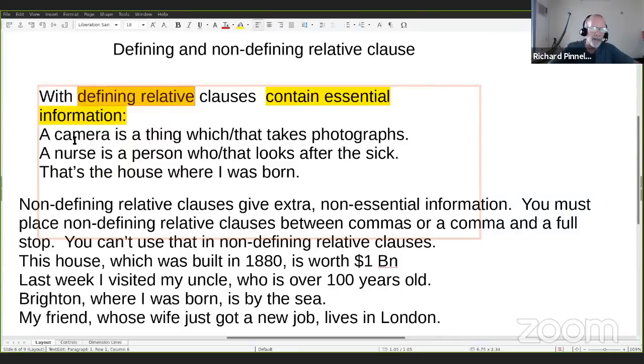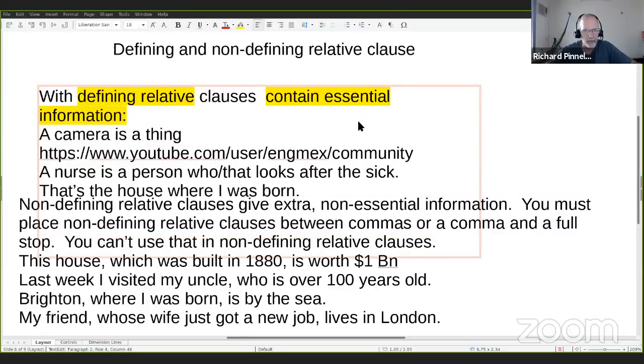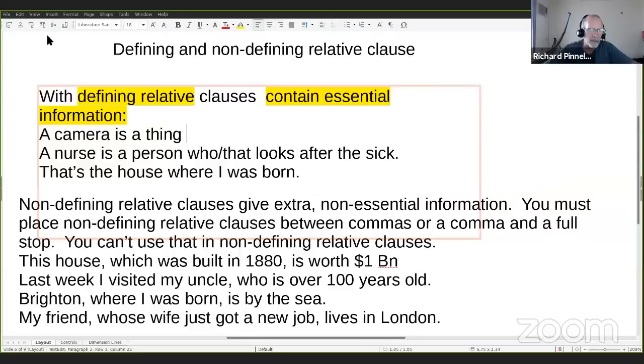So a camera is a thing that takes photographs, or which takes photographs. Let's change this to photos. If I remove that part, the sentence loses its meaning. A camera is a thing. That's it. It doesn't have the information that I wanted to tell you. I did that wrong. Let's go back and insert. So this is what we mean by a defining relative clause.